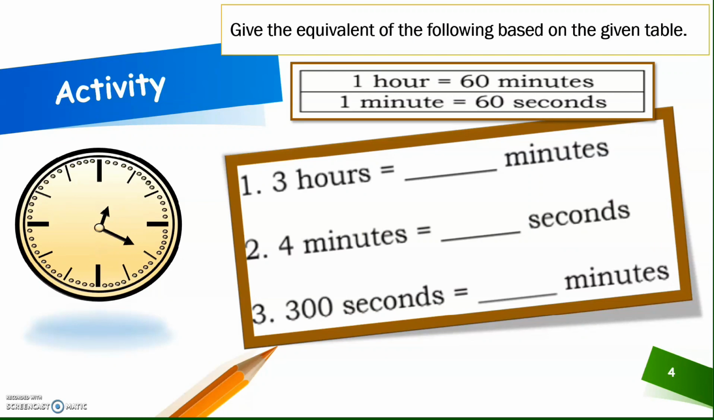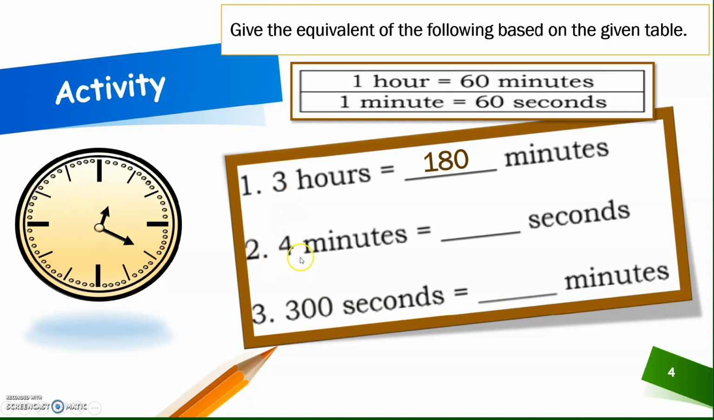Give the equivalent of the following based on the given table. So nakalagay dyan sa table natin ang isang oras or 1 hour ay equivalent to 60 minutes. And ang 1 minute or isang minuto naman ay katumbas ng 60 seconds. So kung meron tayong 3 hours, ilang minutes lahat ang meron tayo? Okay, we have 180 minutes kasi 60 minutes times 3 kasi 3 oras.